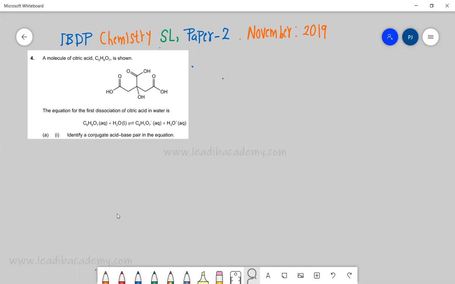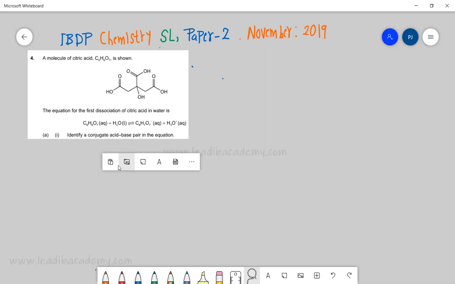Okay, so let's begin. We are looking at question number 4A1. So what it says is that there is a citric acid molecule, and we need to identify a conjugate acid-base pair. Okay, so how to do this?